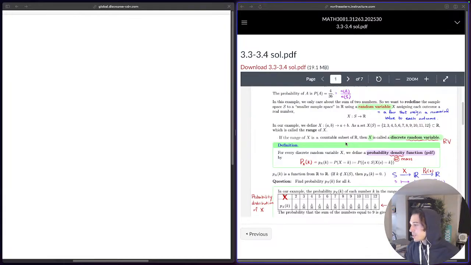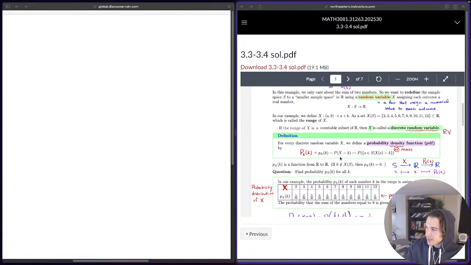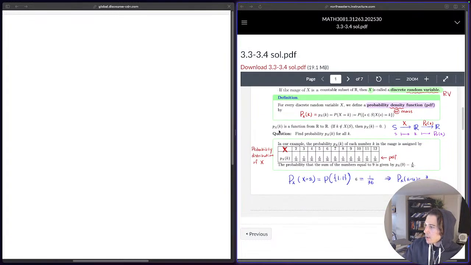But the probability mass function p_X of k equals the probability that X is equal to k, which is P of the set of small s within the sample space, given X of s equals k. This is a very much circular way of defining it, right? This colon equals is just saying this is literally what this is. But you just have to think about, really, this is the thing: the probability that X equals k. p_X of k is a function from R to R. If k is not within X of S, then p_X of k equals 0.